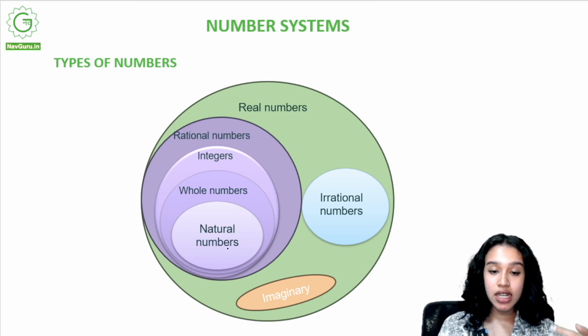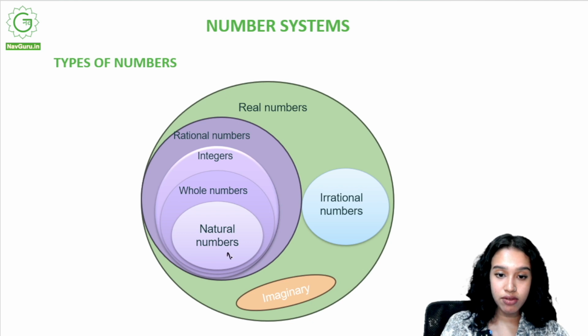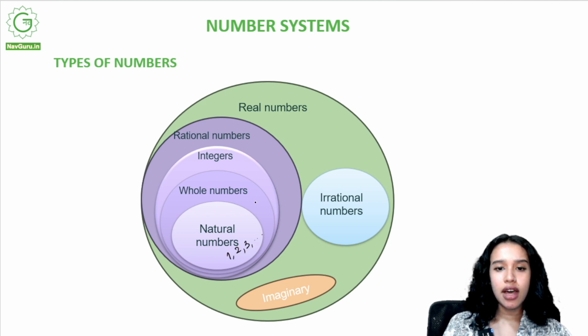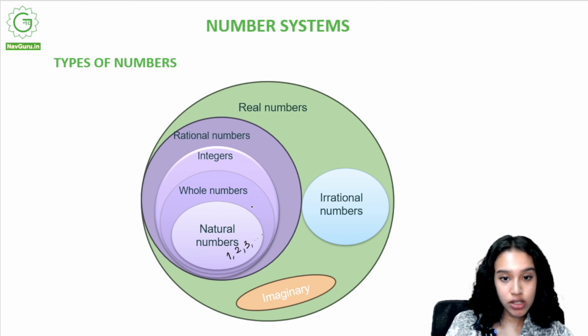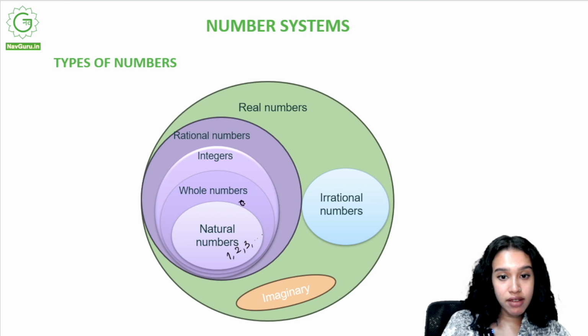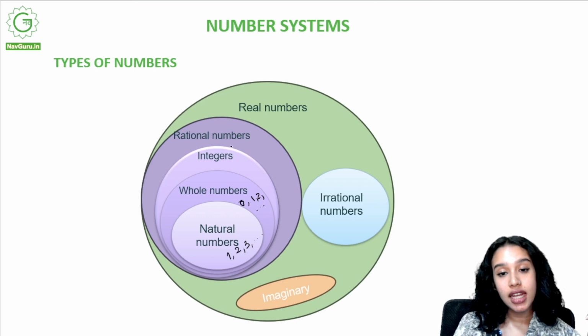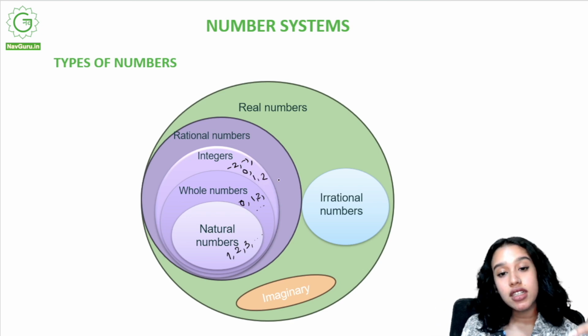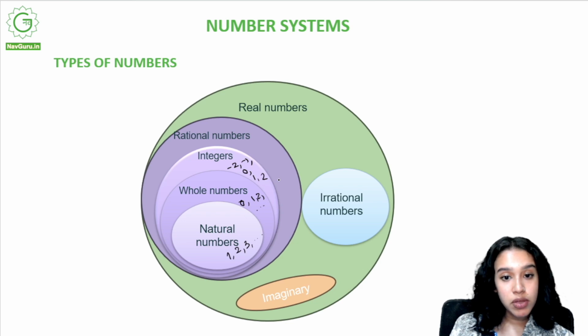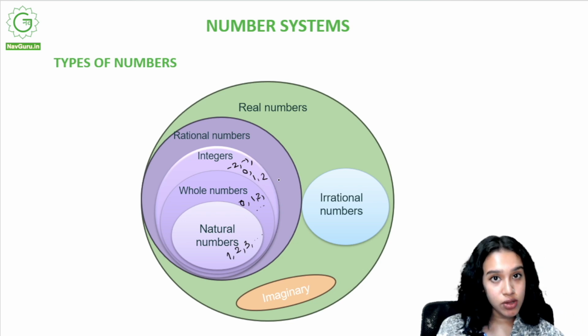So first come the natural numbers, which only have 1, 2, 3, etc. Now then we get into whole numbers. Actually, the whole numbers contain natural numbers. The whole numbers have 0, 1, 2, etc. And then we have the integers, which include the negative numbers like -2, -1, 0, 1, 2. So again, the integers include the whole numbers and the whole numbers include the natural numbers.